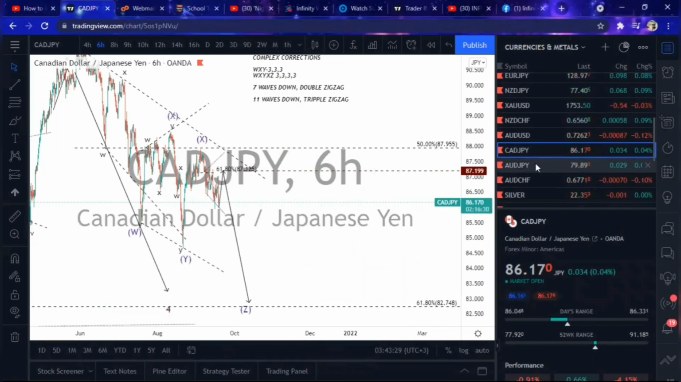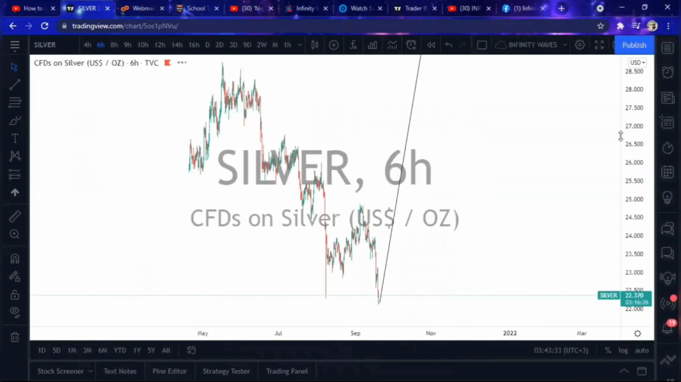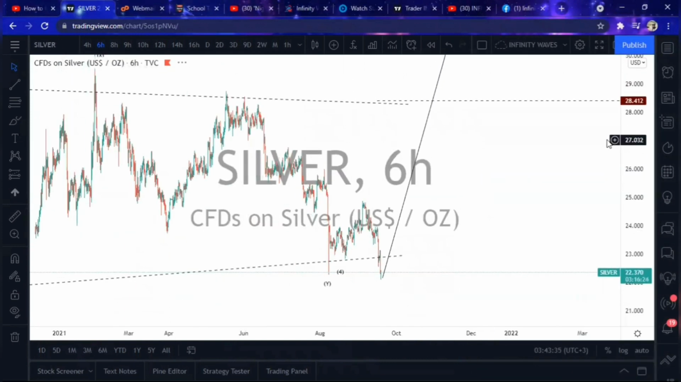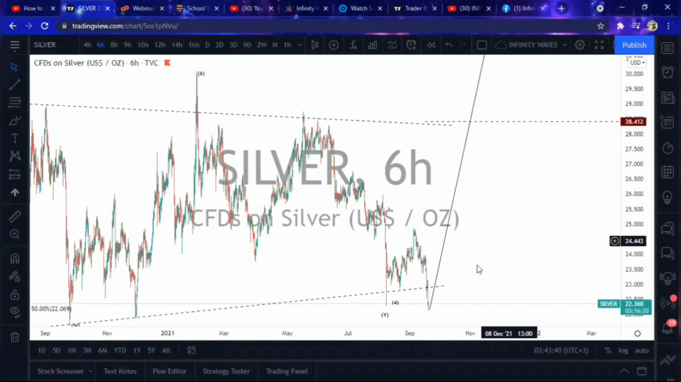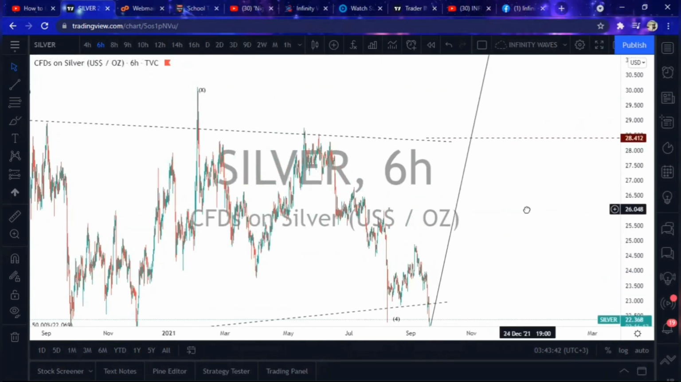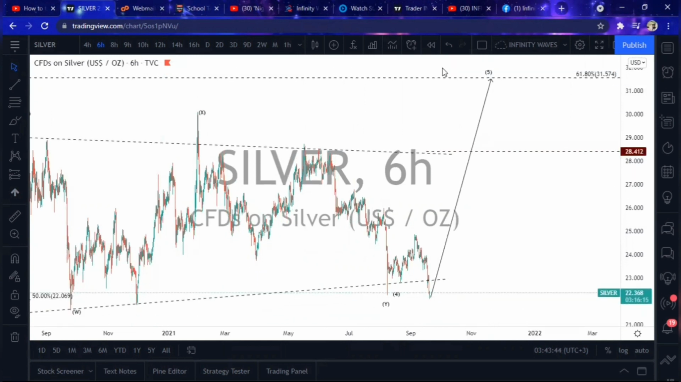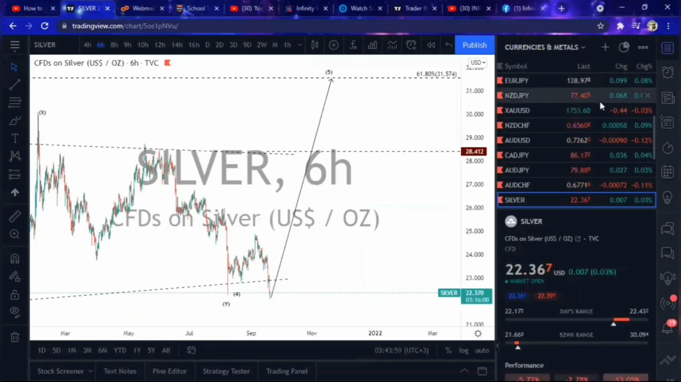Next setup on our list is silver. Silver, we are also biased on the upside. We'll be looking for buy setups for this pair all the way to the 31,574 regions. So it is supposed to go all the way to these regions here, then do another drop down. So that's for silver. We'll be looking for buy setups on it.